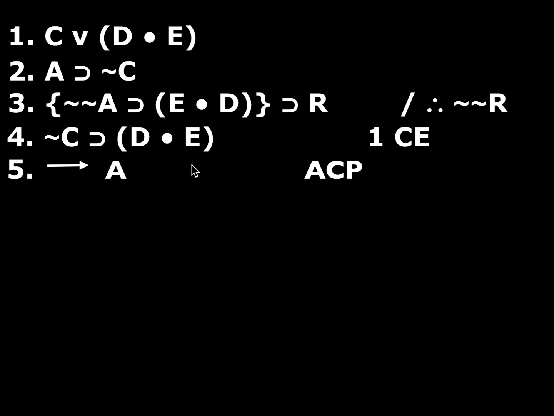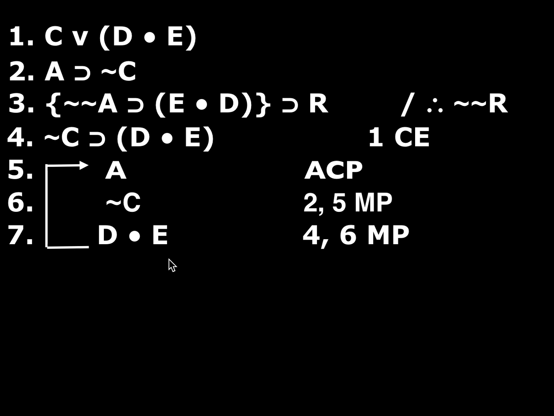Assume A. Now my goal is going to be to derive D and E. And you can see that's going to be really easy. Because I have A, I could do modus ponens to get not C on lines 2 and 5. Now that I have not C, I can do modus ponens on 4 and 6 to get D and E. And I'll go ahead and close that there. So that now I have if A, then D and E.